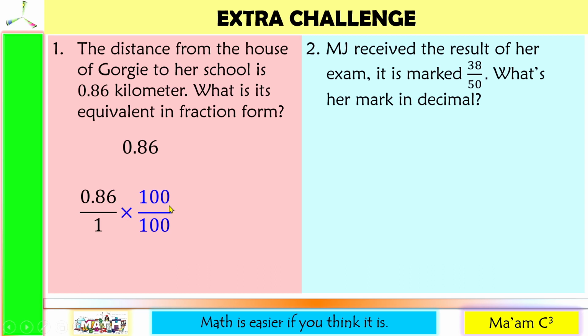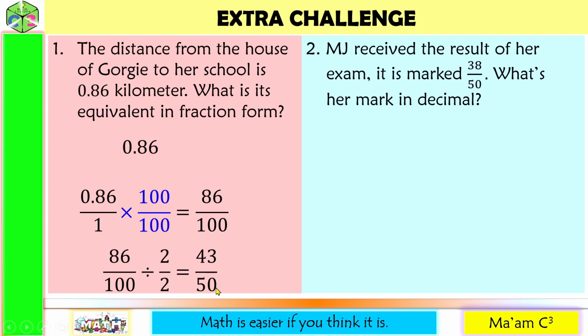0.86 times 100 will become 86. 1 times 100 is 100. Think of a number wherein we can divide 86 and 100, and that would be 2. 86 divided by 2 is equal to 43. 100 divided by 2 is equal to 50. Now think of a number again wherein you can divide both 43 and 50. There is none. Therefore, 0.86 is equal to 43 over 50.